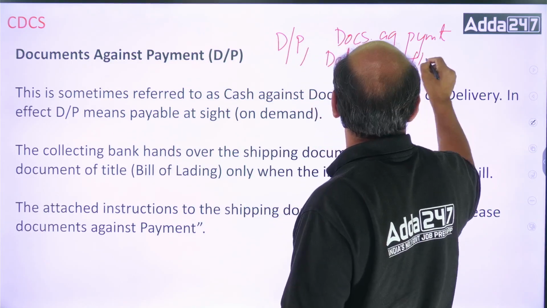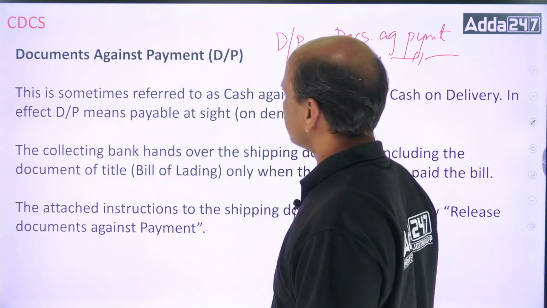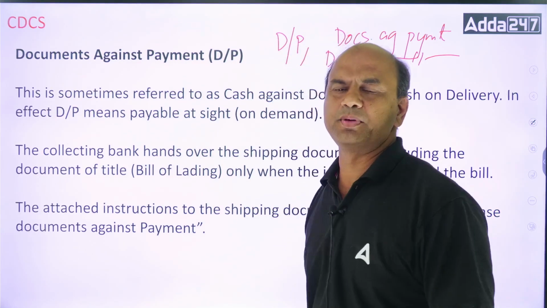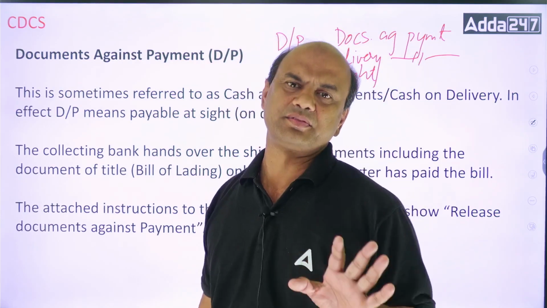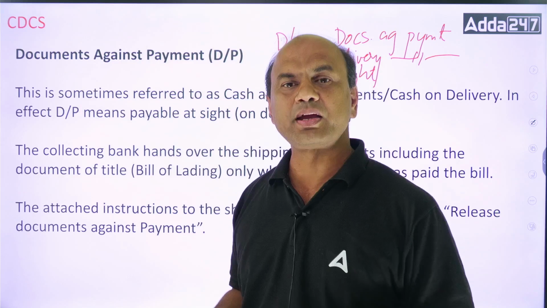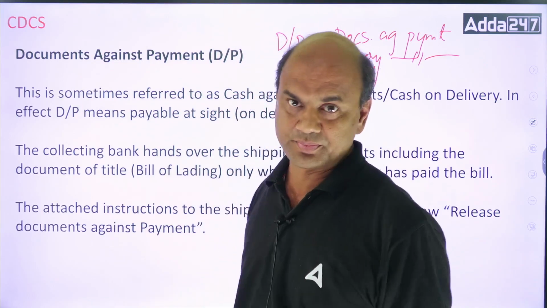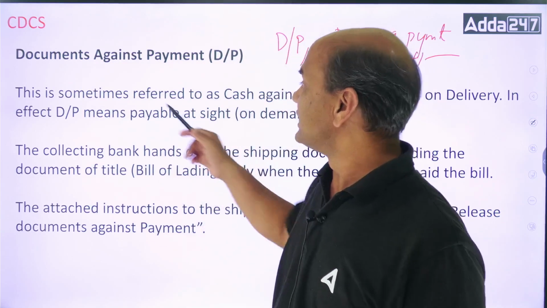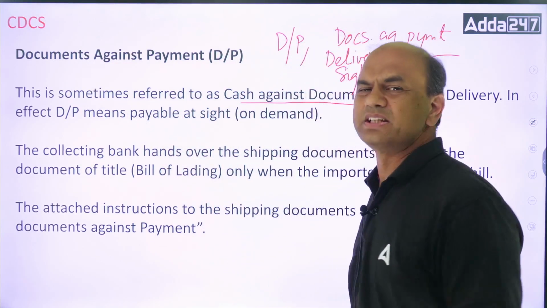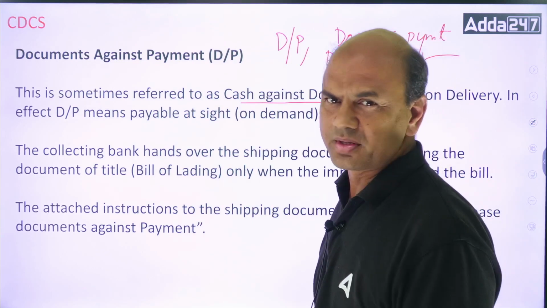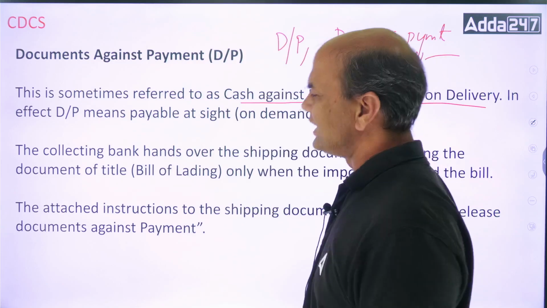The remaining is the same. Then you call it sight. You can call this sight also. Delivery against payment means sight. You call it immediate payment also. The logic is, if I give you the documents, you will give me the payment. Then only I'll give you the documents. Otherwise, I won't. This is sometimes referred to as cash against documents, or we call it COD also, cash on delivery.